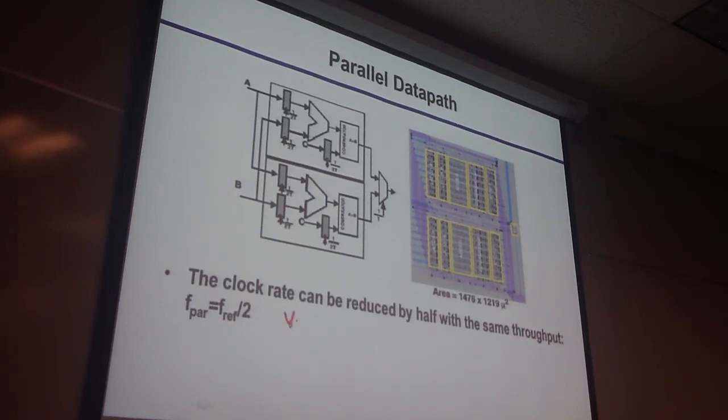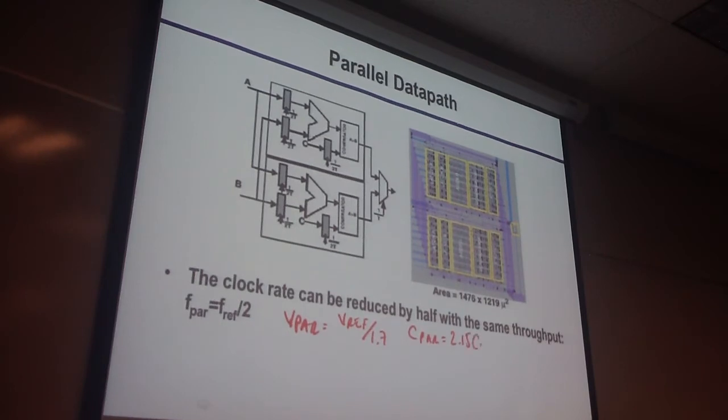V parallel, the supply voltage, as it turns out, they can decrease it by almost 2, by 1.7. Okay? Now what happens to C parallel? This total switch capacitance, obviously it's going to double, right? As it turns out, it doubles by roughly 2.15 of C reference. Not quite, it's a little bit more because there's more interconnect you can see here, and then there's this guy.